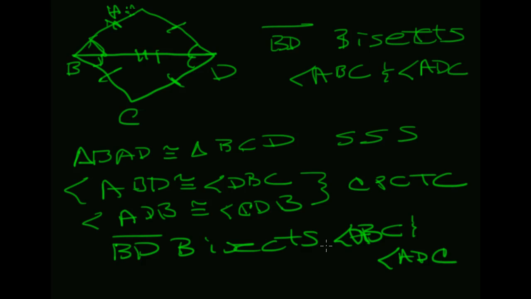Okay, so we got three properties here. One, that the diagonals of a rectangle are congruent. Two, that the diagonals of a rhombus are perpendicular. And three, that the diagonals of the rhombus bisect two angles of the rhombus. And that can be either that diagonal, or you could do that with AC. It's going to work out the same way.